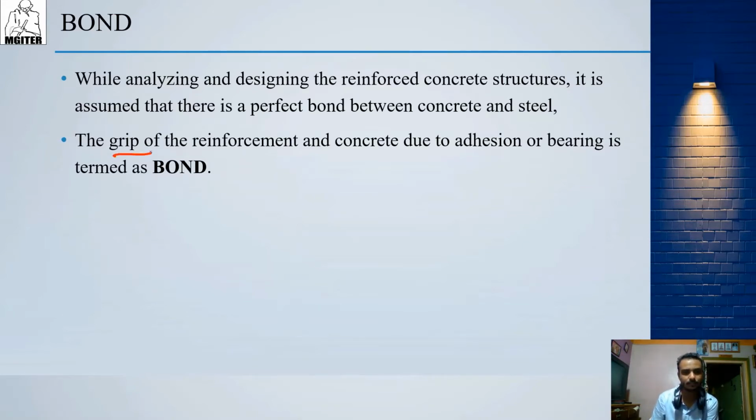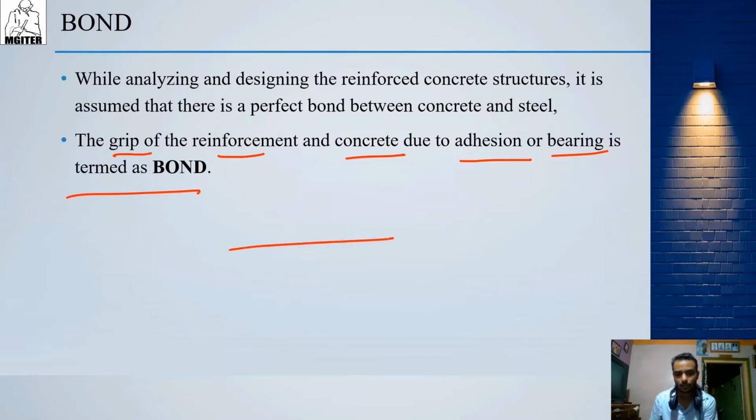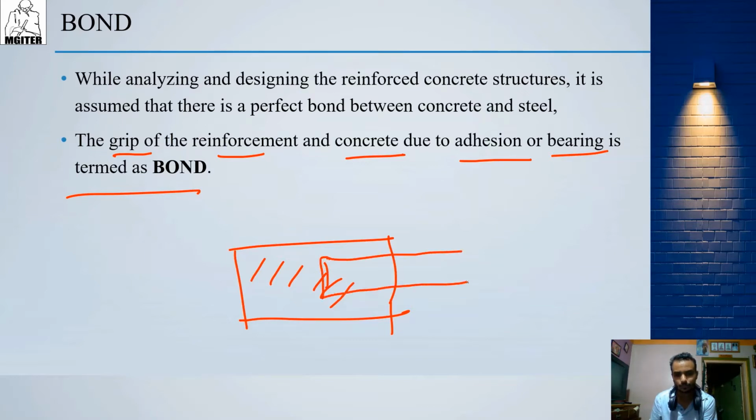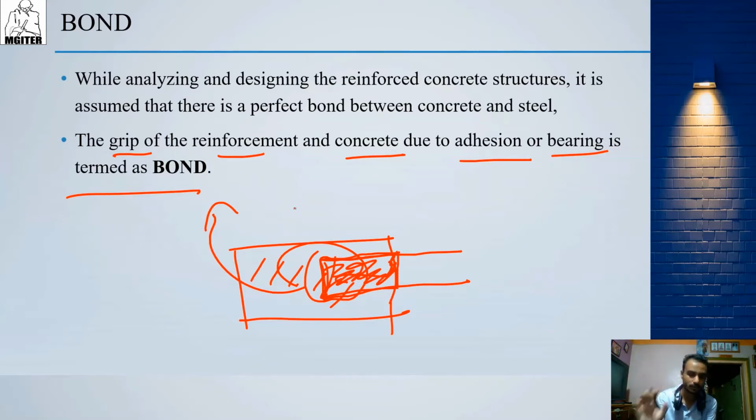Bond is the grip of reinforcement and concrete due to adhesion and bearing is termed as bond. Grip of reinforcement and concrete. Look at here. This is your concrete and this is your reinforcement. The bonding between reinforcement and concrete is called bond. Simple definition. The connection between the concrete and the reinforcement is called bond.